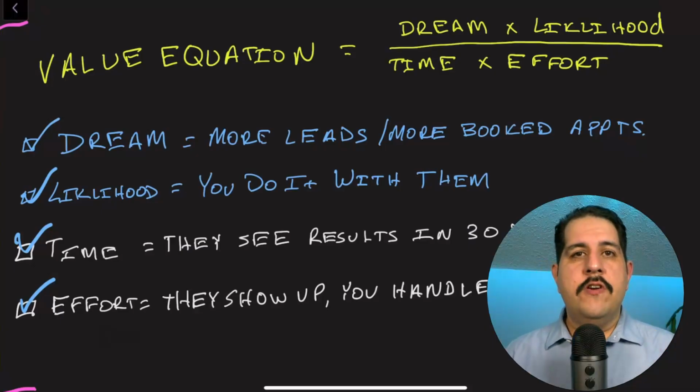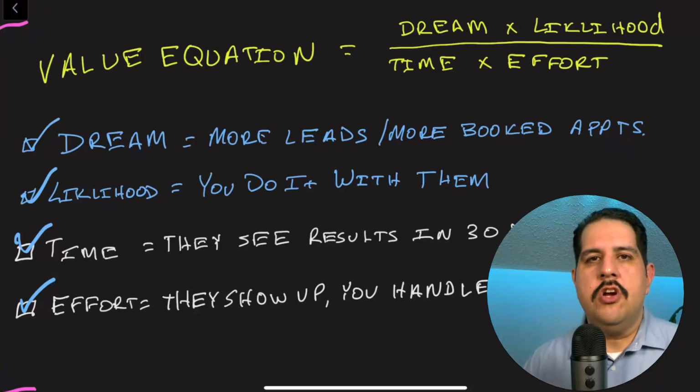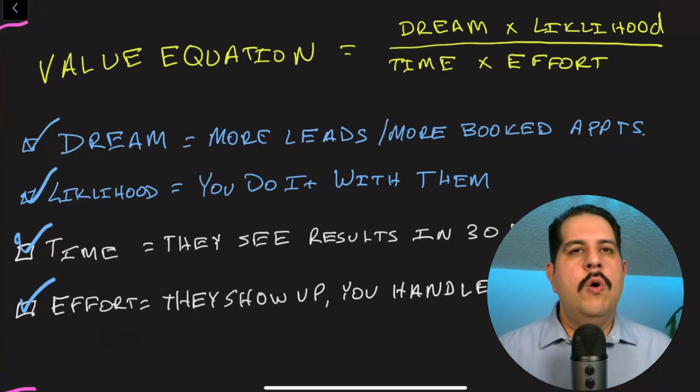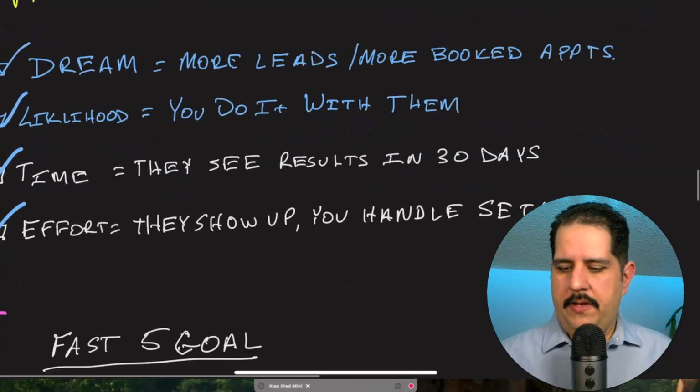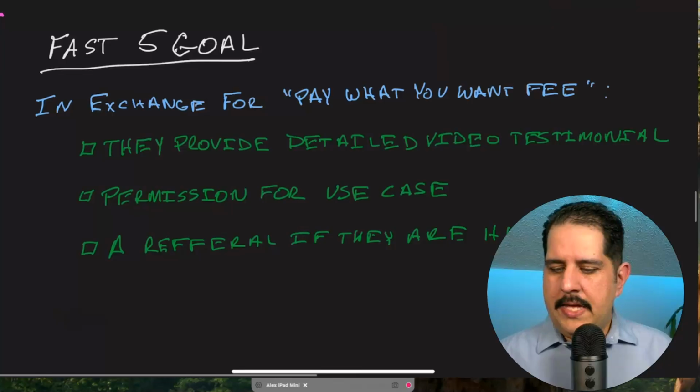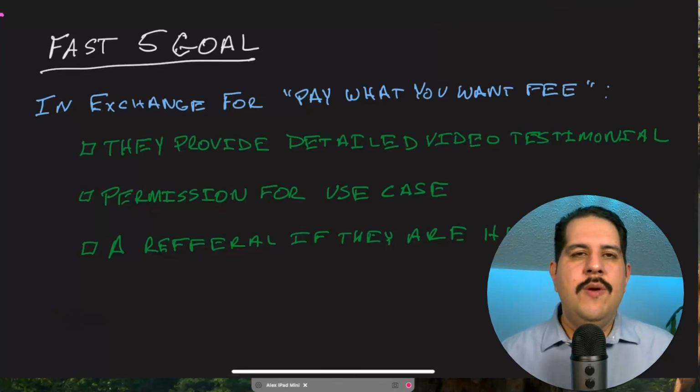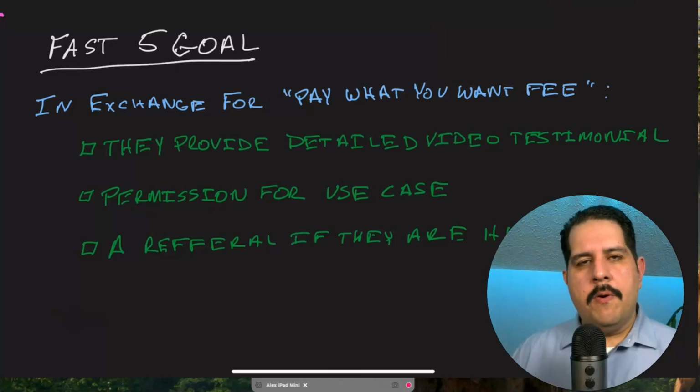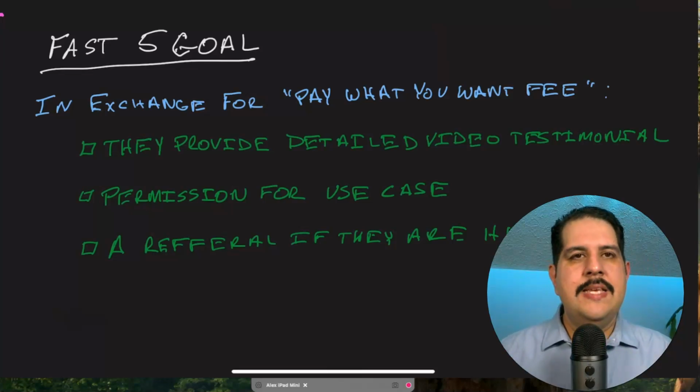And then for your first 5 clients, you can then stack additional risk reversals. For example, you can charge a low implementation fee or even a pay as you want, really in exchange for a couple things. You see, your goal is to get them to give you a detailed testimonial and then to ask for permission to use the numbers as a case study in your marketing.